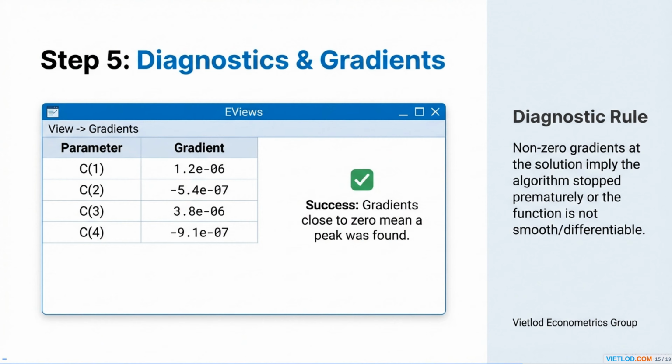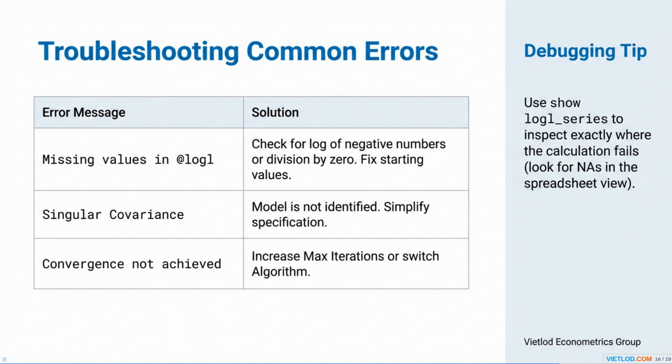The final step in our workflow is to check the gradients of the likelihood function at the solution. The gradient measures the slope of the likelihood function. At a true maximum, the peak of the hill, the slope should be 0. Therefore, we check if the gradients for all our estimated parameters are very close to 0. If the gradients are non-zero, it suggests a problem. Either the algorithm stopped prematurely before reaching the peak, or the likelihood function is not smooth, violating the regularity assumption.